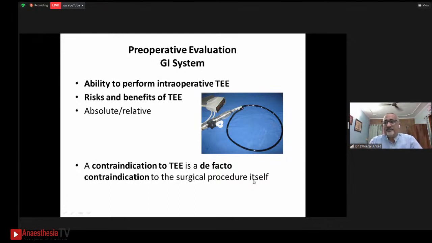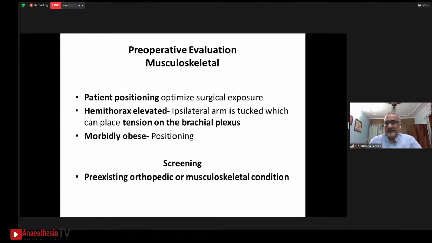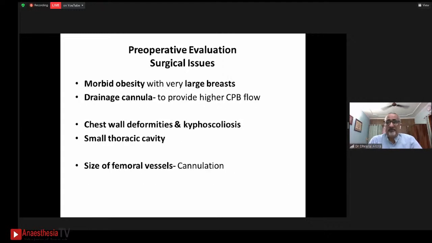So any contraindication to TEE is a de facto contraindication to minimal access surgery. Then musculoskeletal patient positioning is also important. Any problem with the musculoskeletal system, we have to properly evaluate the patient because we have to position the patient other than supine. Sometimes the right hemithorax is elevated, and the right hand should be tucked by the side. So nerve injury is also possible in these patients.